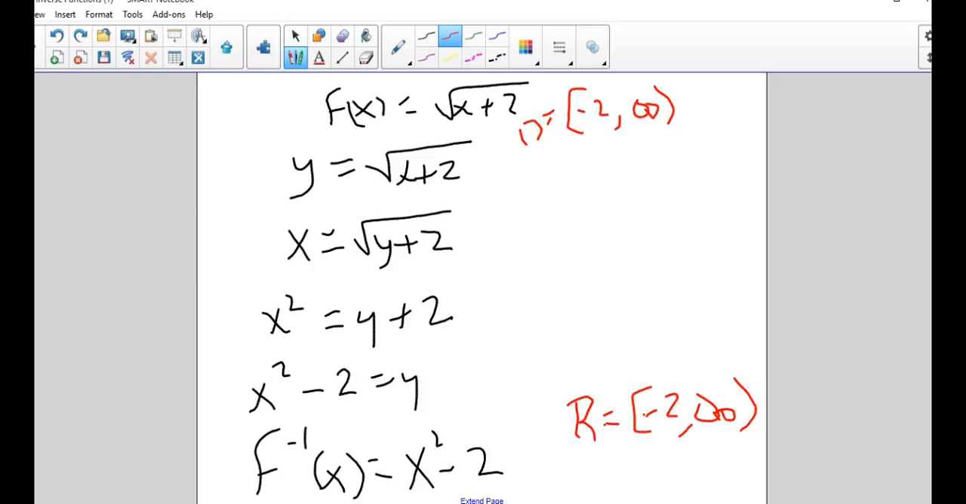So what is the smallest number that x can be to produce a range value of negative 2? Well, if x were 0 in the inverse of f, then the output would be negative 2. So the domain of the inverse would be 0 to infinity.